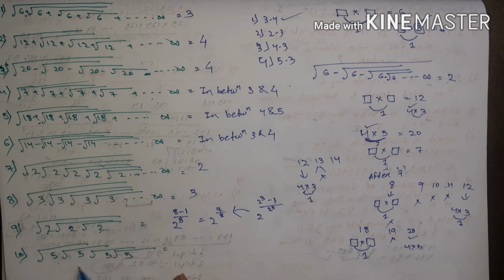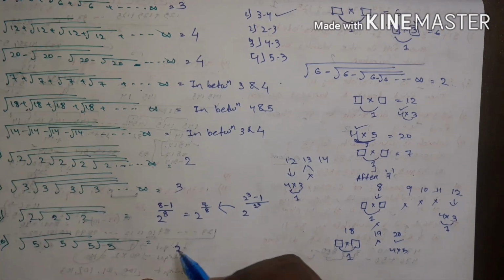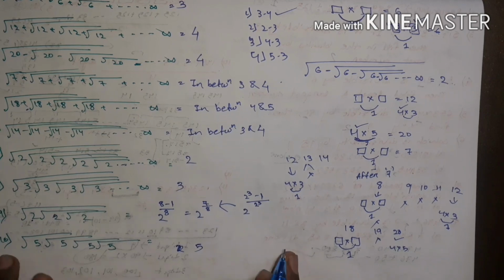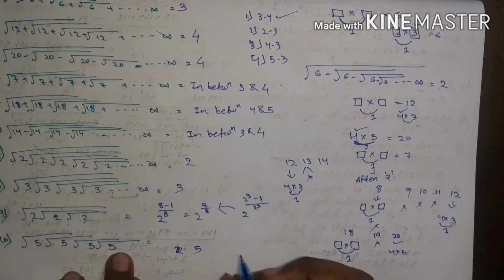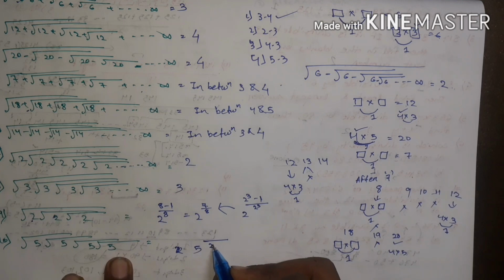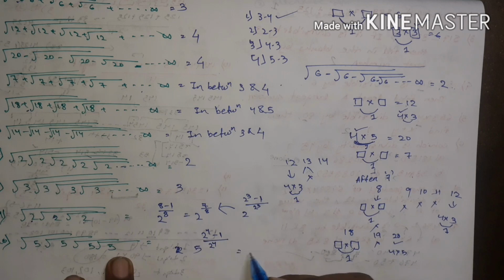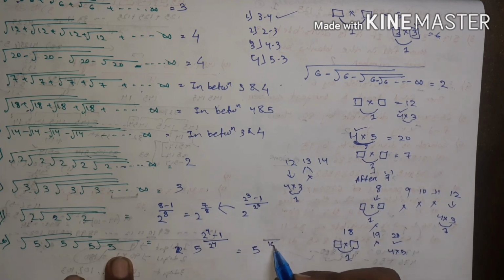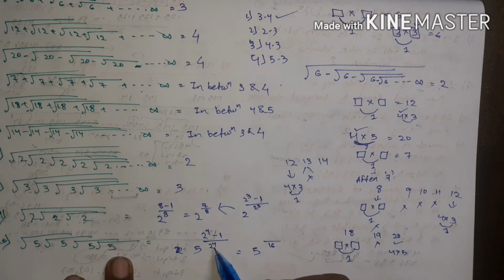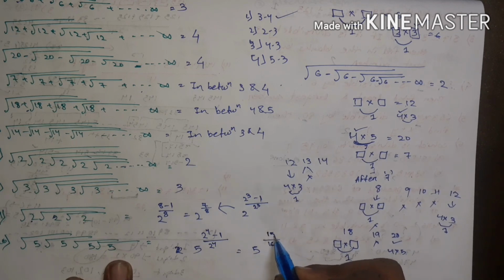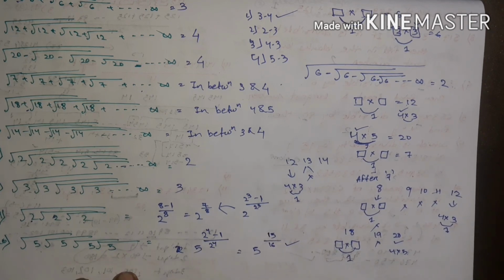Then, root 5. How many times of 2? To the power, understand? Listen, sorry. 5 to the power, how many 2s? 1, 2, 3, 4. To the power 4, to the power 4 minus 1. What will your answer be? 5 to the power 2 to 4, 8 to 16. 16 minus 1, 15. It's your answer. Got it?